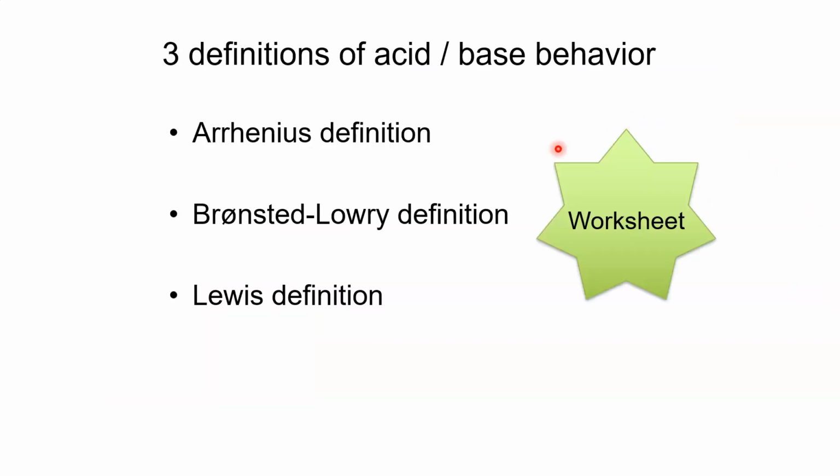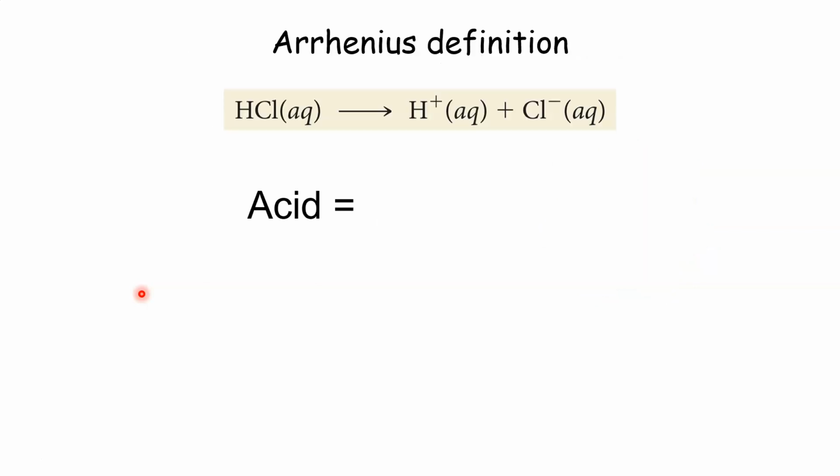This is where you'll want to have that worksheet available to you, because I'm going to go through these three different definitions of acid-base behavior. And so that's what you'll want to be watching out for as we go through this. So we're going to start with the Arrhenius definition. And this chemical equation right here shows how we define an Arrhenius acid.